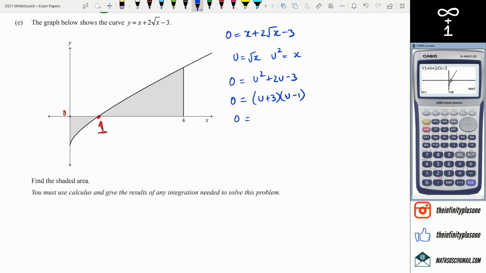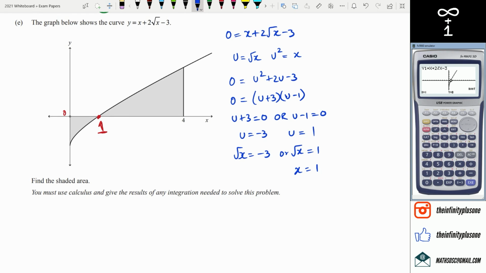So you're going to get u plus 3 equals 0, or u minus 1 equals 0. So your first u value is negative 3, and your second one is positive 1. So we could say square root of x equals negative 3, or square root of x equals 1. Square root of x equals negative 3 goes into complex numbers territory, so we're not going to bother with that, or x is equal to positive 1. So that's the working out, if you want to do it.